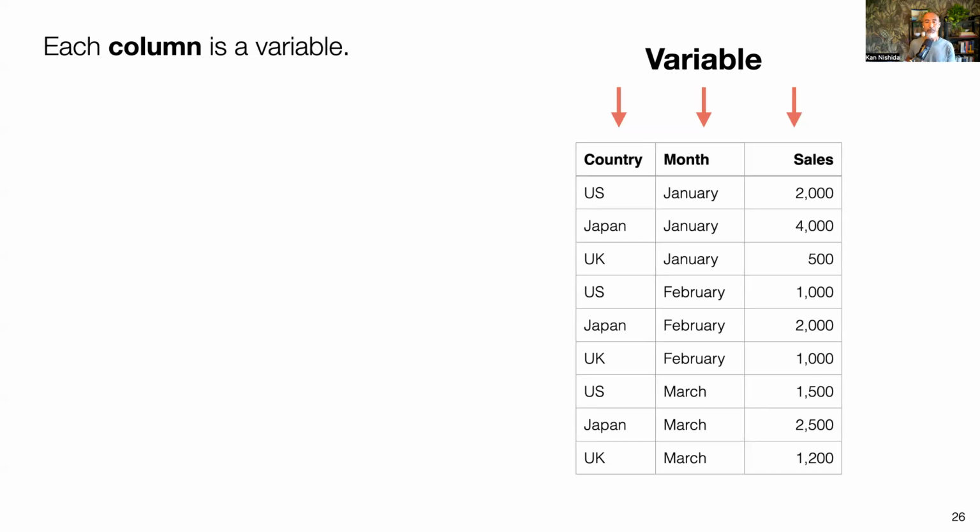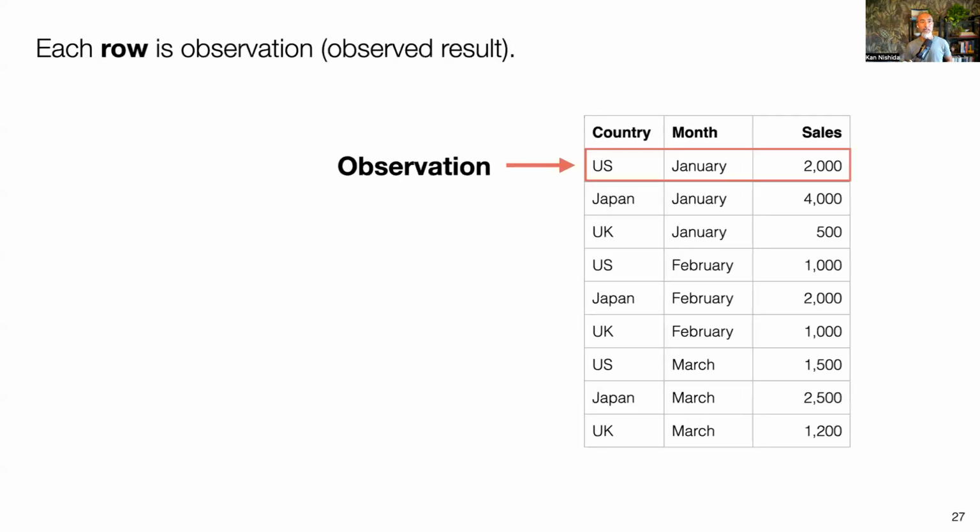Same thing for the months. The months column always has month information. Same thing for sales: these numbers are always sales, not a number of orders, not a profit or anything like that. This is the sales number. So a variable means the data can change, but it doesn't change the nature of the data itself. Okay.